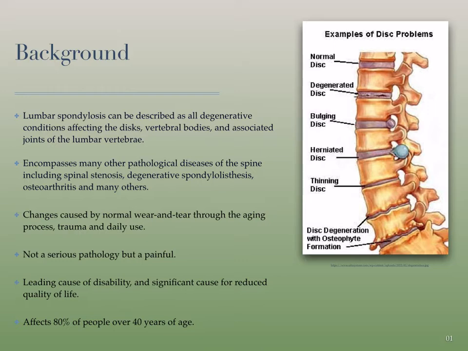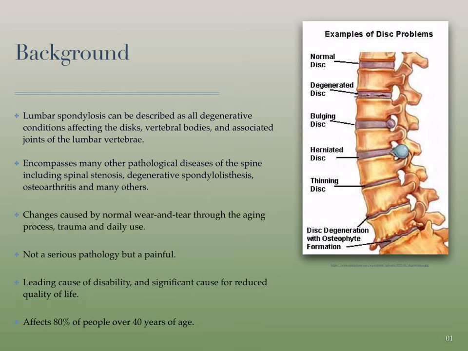The changes in the spine are normally caused through the normal wear and tear of the aging process, trauma, and daily use. So sports, sitting, walking, running, twisting, turning, bending over, these all take a toll on our spine. It's not a serious pathology, but it can definitely be a debilitating one and a painful one at that. It's the leading cause of disability and a significant cause of reduced quality of life, and it affects a huge population, 80% of people over 40 years of age.